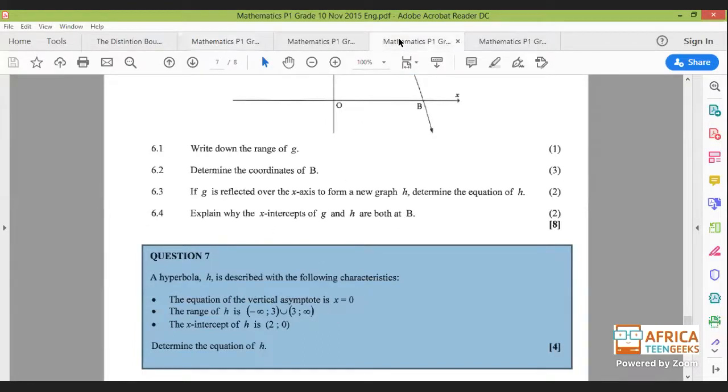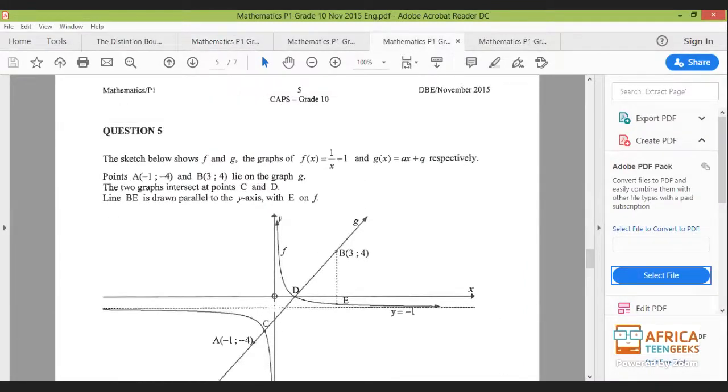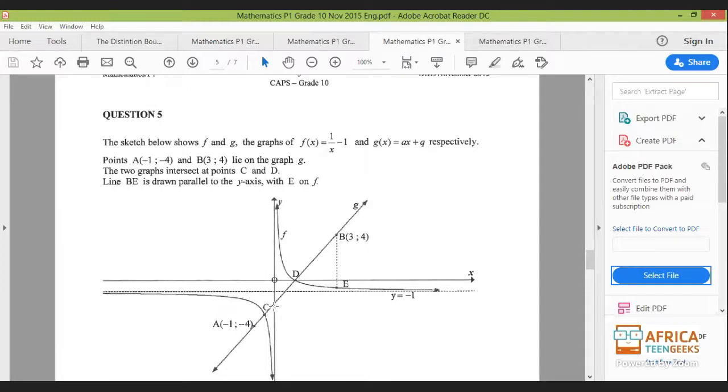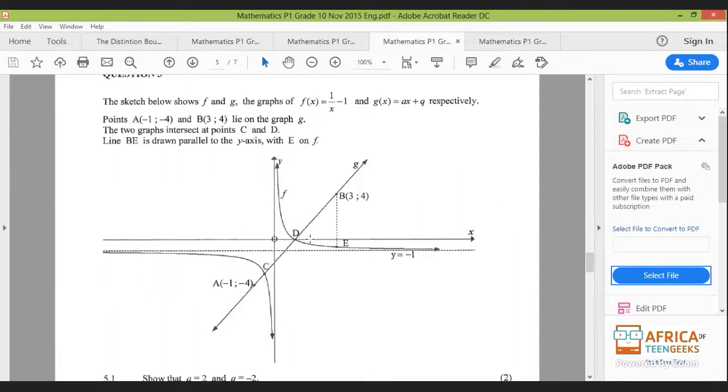I want us to do this one first. This one was taken from November 2015. So it's a parabola and a straight line. Okay, before I can start this question, I need to check. I need a chart, right?